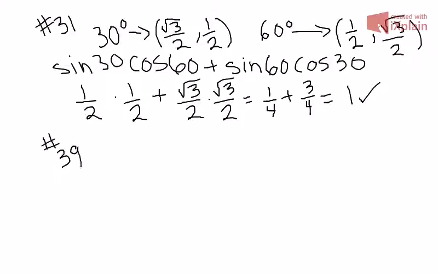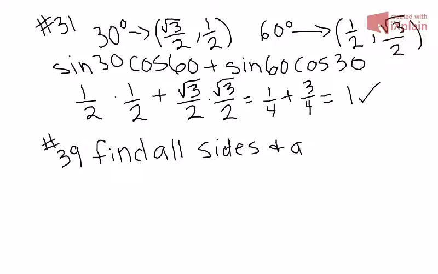Cool. All right, so for number 39, we just have to find all of the sides and the angles, okay? So we have to find all of our sides and all of our angles. Not too bad, not too tough. So we're drawing out our little triangle here, labeling everything.